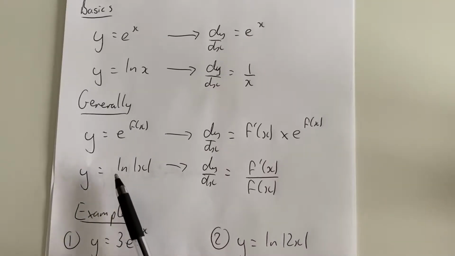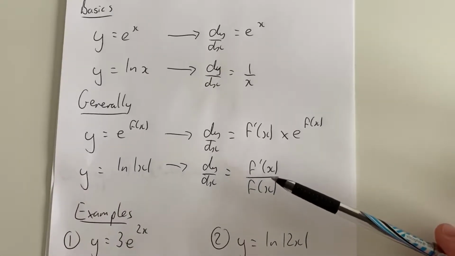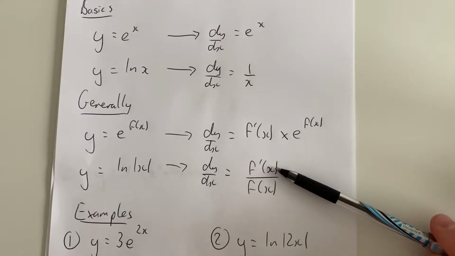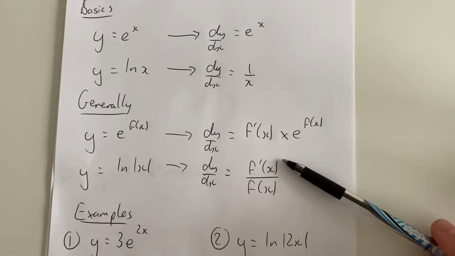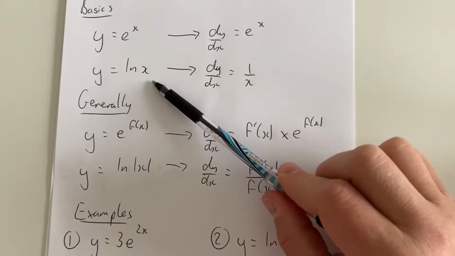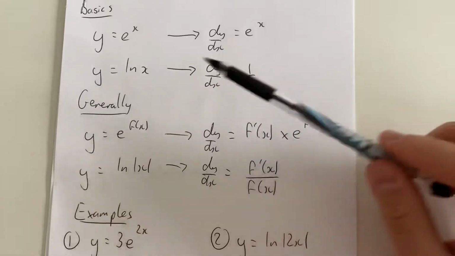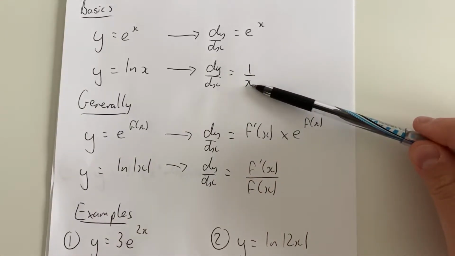And for log, if you have the natural log of a function, if you differentiate it, it differentiates to the function on the bottom and the differential of the function on the top. So it always forms a fraction. Differential on top, the function on the bottom. Which if you look back at the natural log of x, if you differentiate it, you have 1, which is why 1's on top, and the function itself is x on the bottom.